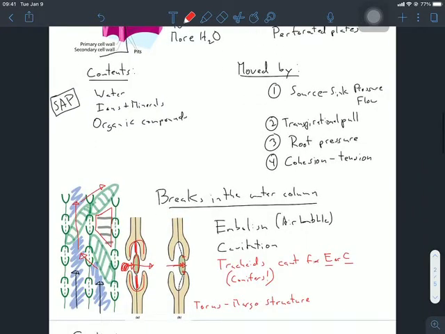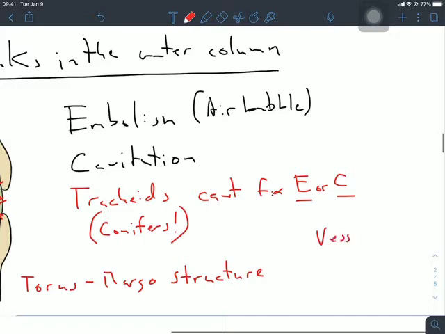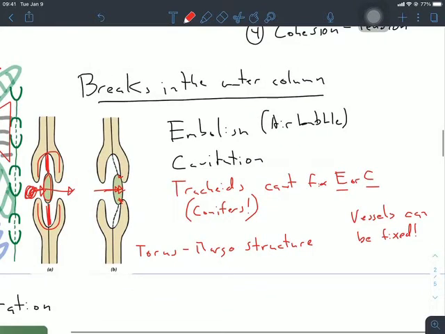Now, vessel elements, vessels! Nothing else there matters. Vessels can be fixed. Cells around the vessel elements typically do a better job of, due to their size, they can't not be fixed. But vessel elements typically, the plant cannot afford to not fix it, and therefore they've evolved mechanisms of forcing water back into the vessel element to reconnect the water column.